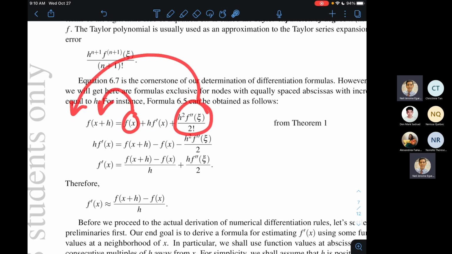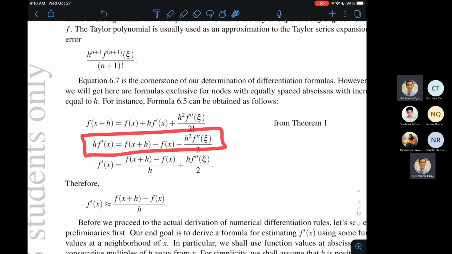Lipat nyo lang din yung error term dun sa kabila. And then flip the equation. You'll get this. Remember, we're looking for f prime. So from here, all we need to do is to divide both sides by h. Okay? And by doing that, here's our formula, which is actually the same form as what we have before.